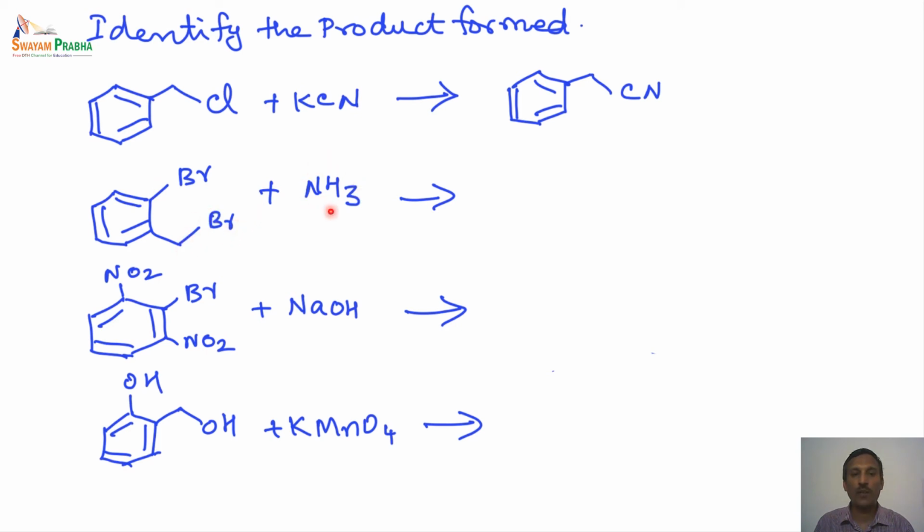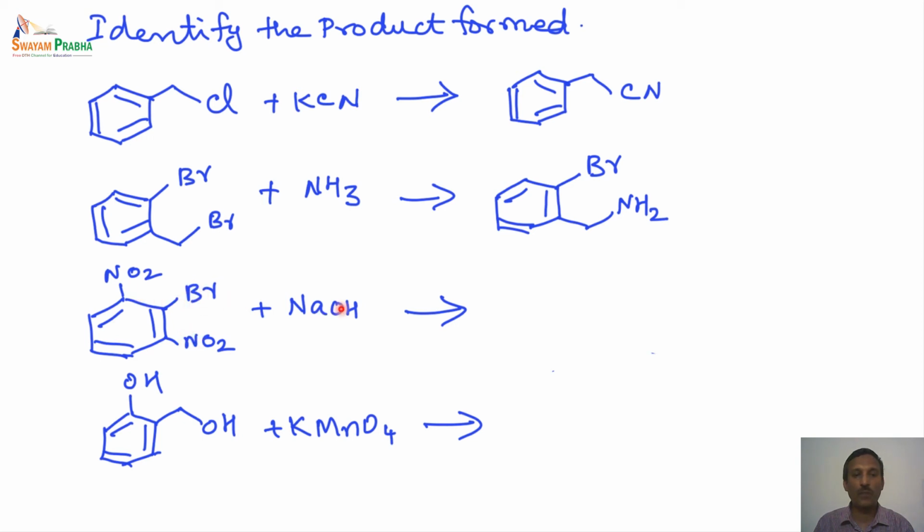So on treatment with ammonia, which one will undergo the reaction? This is a tricky one to answer, but we already know nucleophilic substitution on the aromatic system is very difficult. So this only gives the benzylic substitution. So we end up with the corresponding amino derivative. And this one we have seen in the previous case.